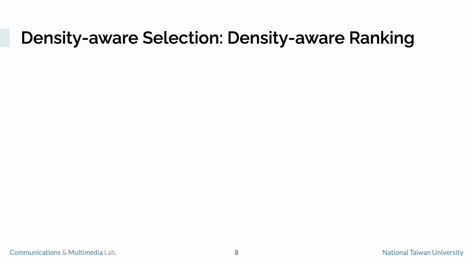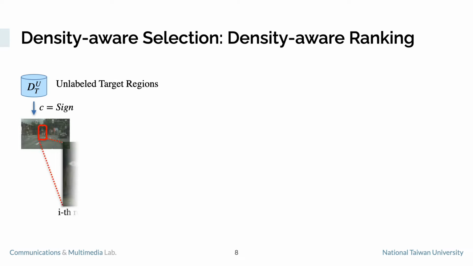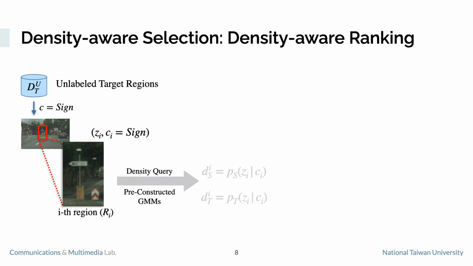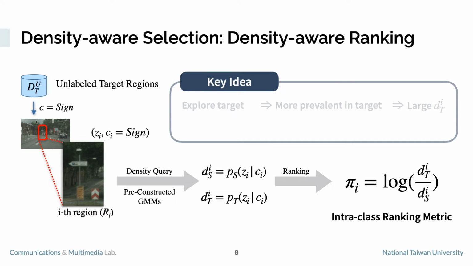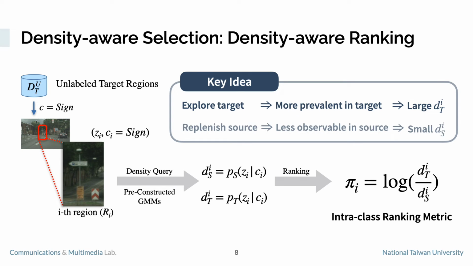The second step is density-aware ranking. For each unlabeled target region in the same class, we query its domain density with the GMMs. Then, we rank these regions with the proposed matrix pi in descending order. Our key idea is to select regions more prevalent in the target to achieve efficient exploration, and to choose samples that are observable in the source to replenish the model's knowledge.